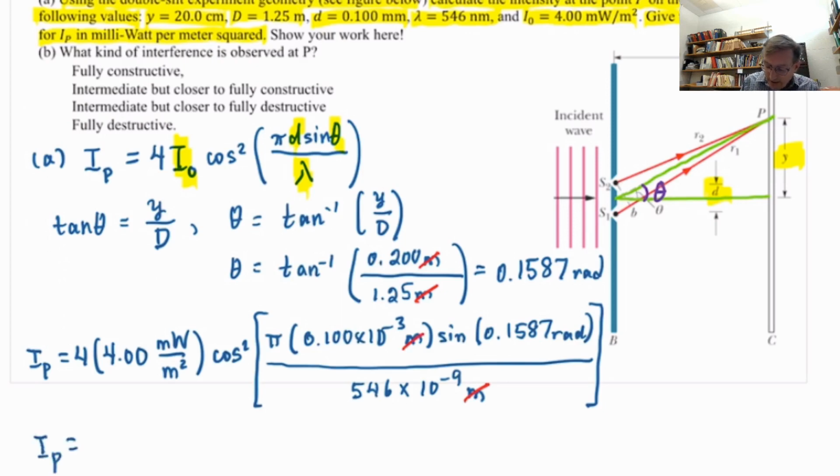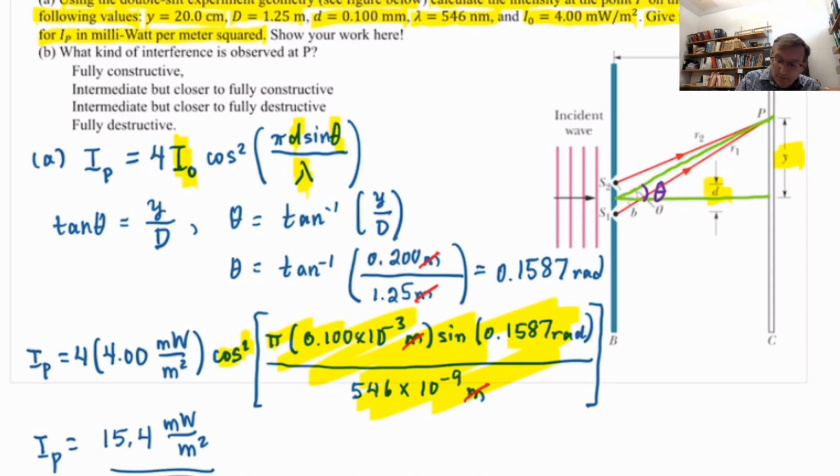I would put all these numbers in my calculator. I would then take the cosine of it, and then I would square it. And then I would multiply by 16, yes? And I'll get the intensity in milliwatt per meter squared: 15.4 milliwatt per meter squared. That's the intensity at the point P that they're talking about.